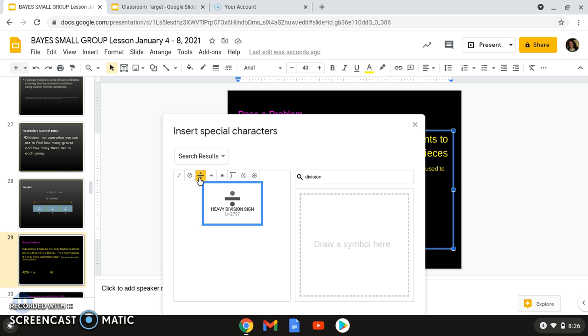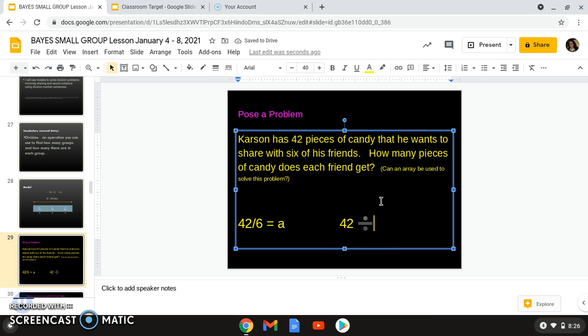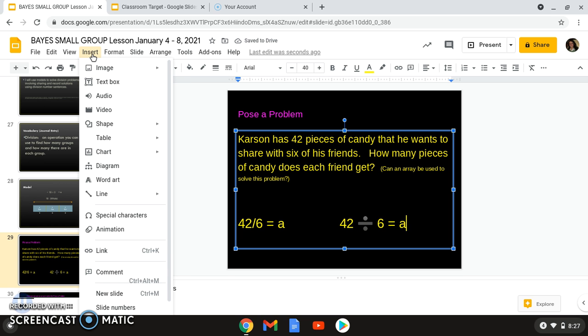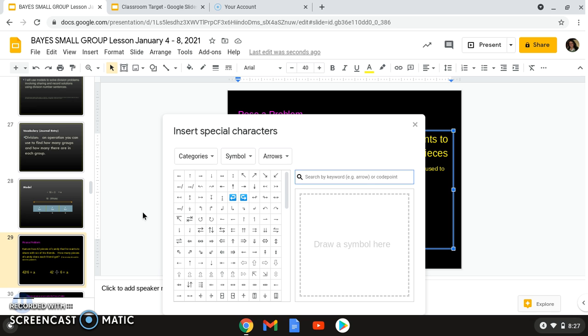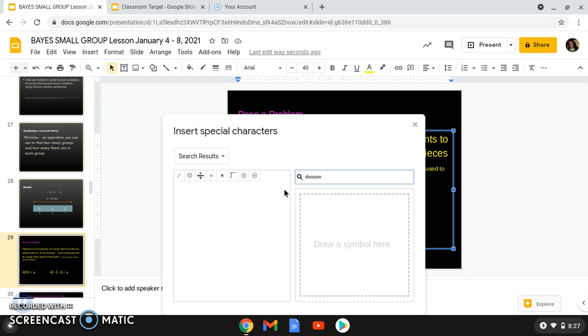So I'm going to go ahead and click on that sign, and it should place it into my equation. Divided by 6 equals A. So again, you can find that by hitting insert, special characters, and then you can just type in what you need. So I typed in division, and there's also a division sign that looks like this.